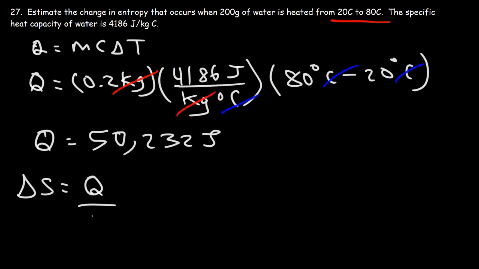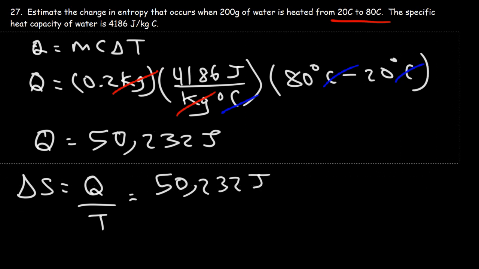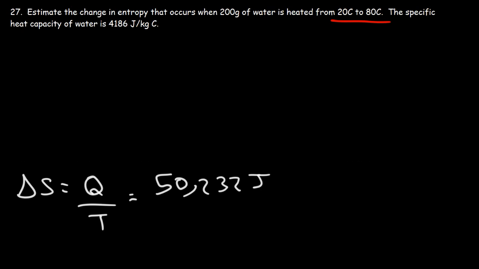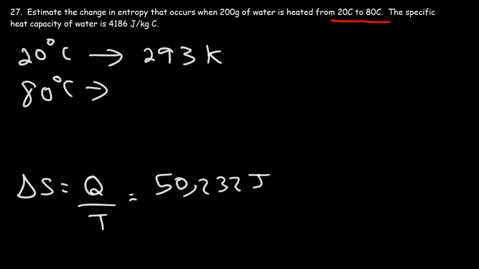So now let's calculate delta S. Delta S is Q over T. So what value should we use as the Kelvin temperature? Because we have two different temperatures. Let's begin by converting the Celsius temperature to Kelvin. So we need to add 273. 20 plus 273 is 293. 80 plus 273, that's 353.